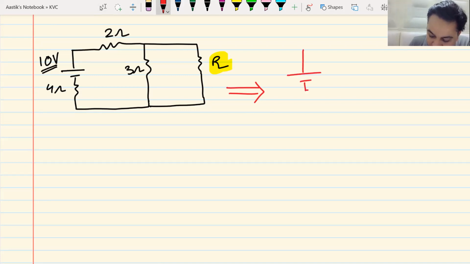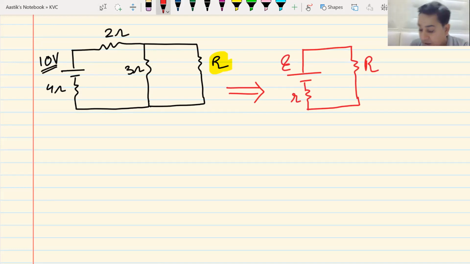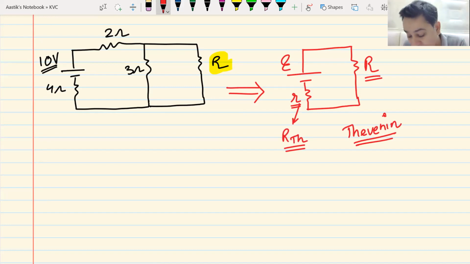So what we will do is, once we have this diagram in this form, if I call this R and this E, once this circuit on the black side becomes a circuit on the red side, then I can say that this capital R will be equal to small r. Yes or no? Yes, sir. This small r is known as R Thevenin, the Thevenin equivalent resistance.